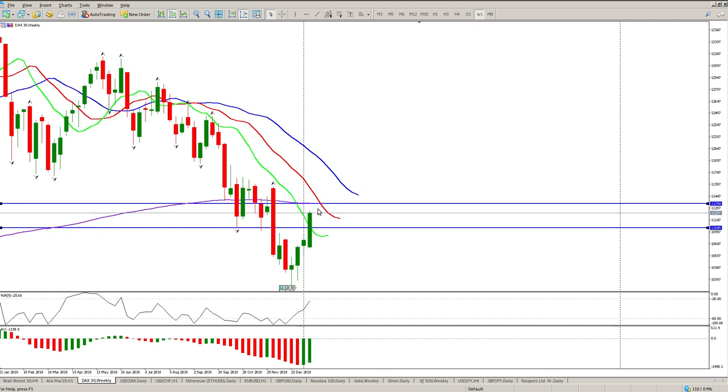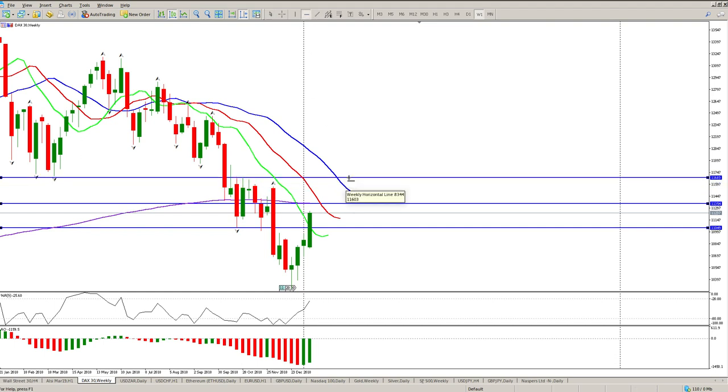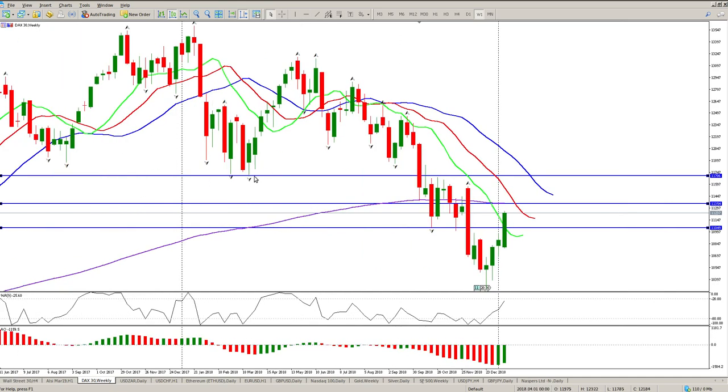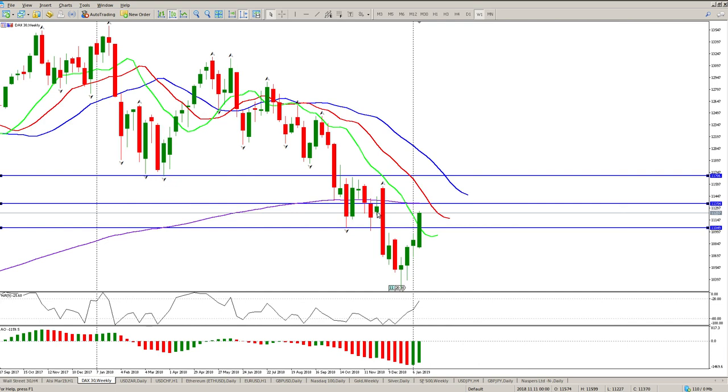Until we really get above more than likely that area there, which, if I look to the left, was a previous swing low, the trend is we're still in a downtrend. There are a few diagonals that we need to worry about. That's the first one, and that one has been broken.